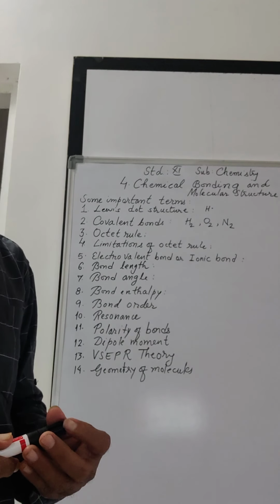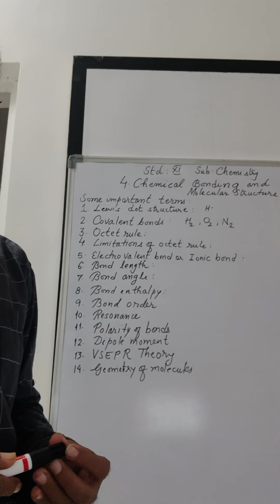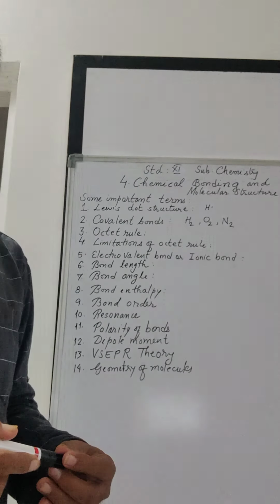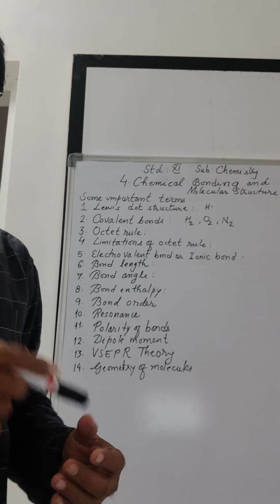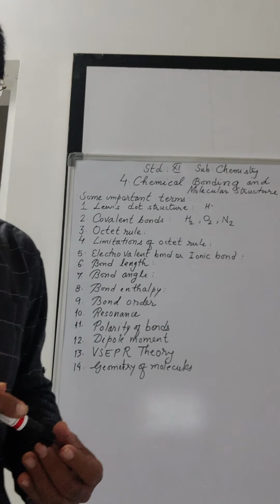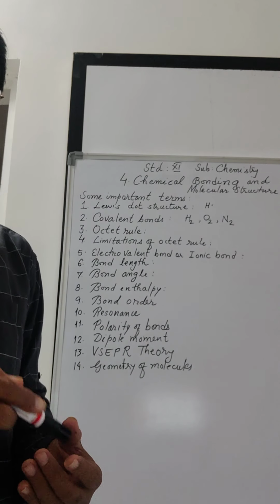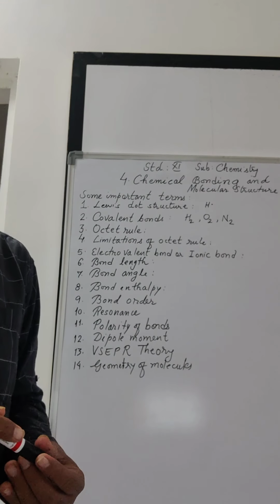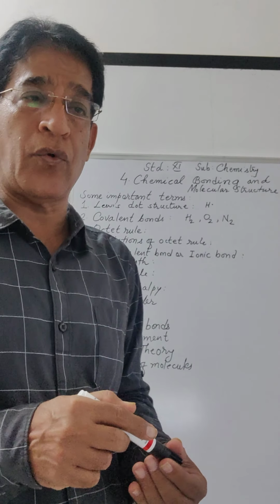Kossel and Lewis in 1916 developed an important theory of chemical combination between atoms known as the electronic theory of chemical bonding. According to this, atoms can combine either by transfer of valence electrons from one atom to another or by sharing of valence electrons in order to attain their octet. This is known as the octet rule.